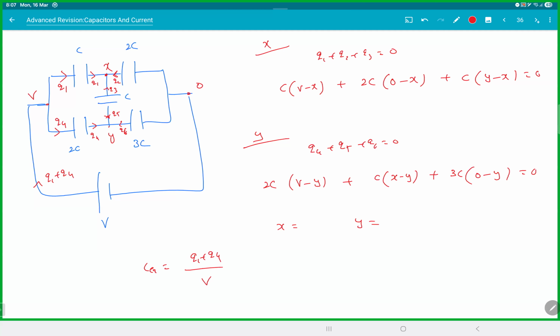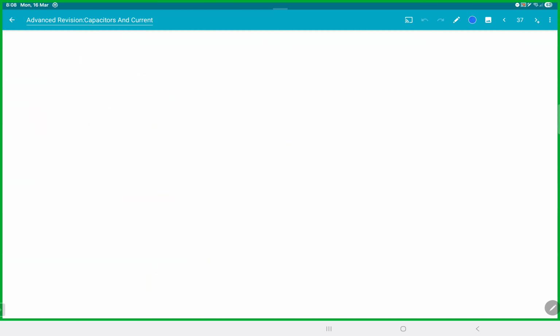Clear with this? Now solving equations takes time, but if you see this process, how to do it should not take more than a minute. All clear with this? Now, I'll give you some homework questions. Try them. So next class when we meet up, we will discuss them.